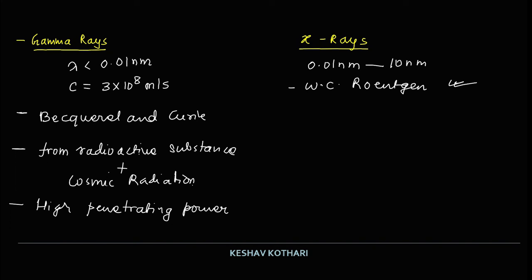And the result was that from a heavy metal target of high melting point, when highly energetic electrons are bombarded on it, then they emit X-rays which have a wavelength ranging from 0.01 nanometer to 10 nanometer. The next thing that we say is that X-rays are chemically more active than ultraviolet radiations.